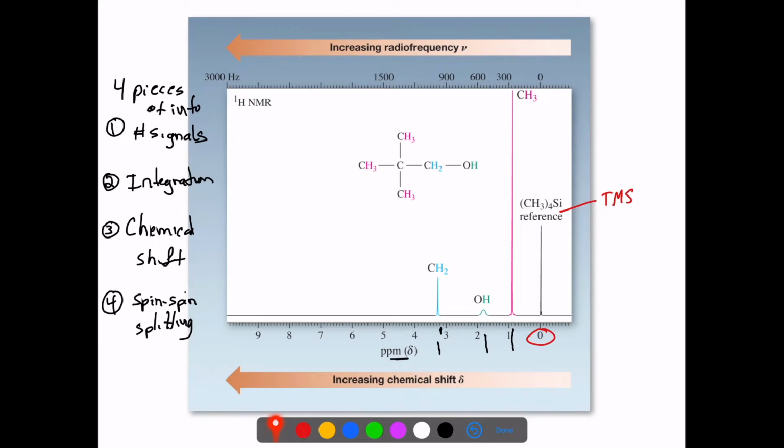So NMR gives us information about the alignment of these nuclei. As a result, we get the number of signals, the integration, chemical shift, and the spin splitting. Let's delve into this a little bit more and see how we get these 4 bits of information.